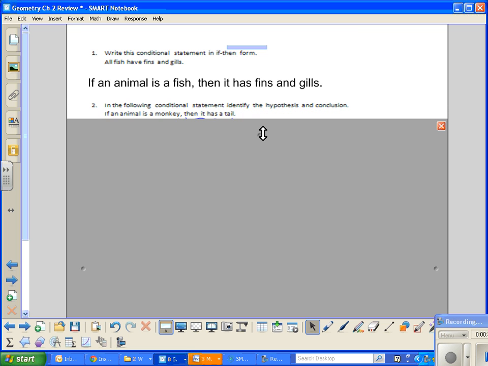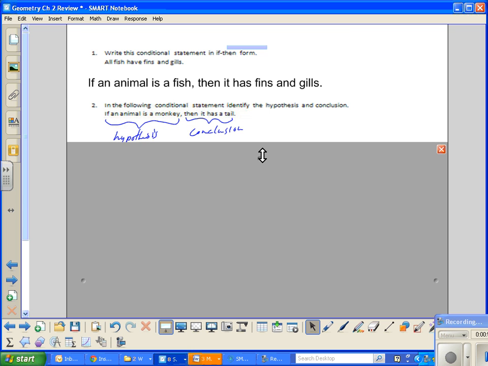Alright, so then number 2 here, in the following conditional statement, identify the hypothesis and conclusion. Okay, so we got if an animal is a monkey, then it has a tail. If we remember correctly, the if portion of an if-then statement is the hypothesis, the then is the conclusion. So therefore, the if part, an animal is a monkey, is the hypothesis. The then portion, it has a tail, would be the conclusion.